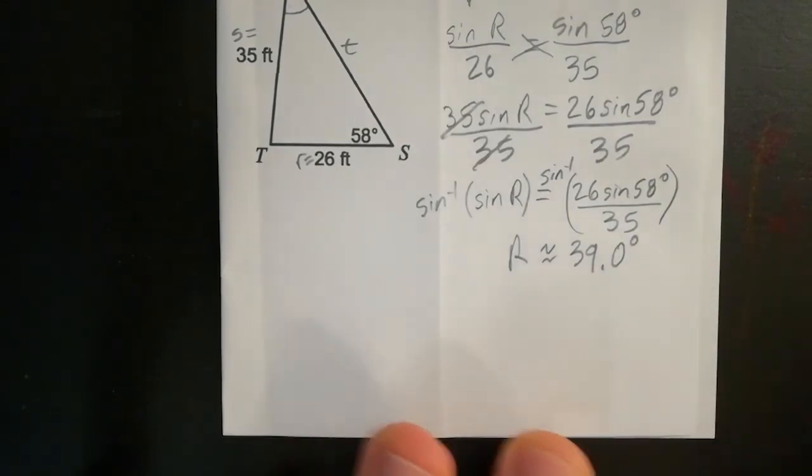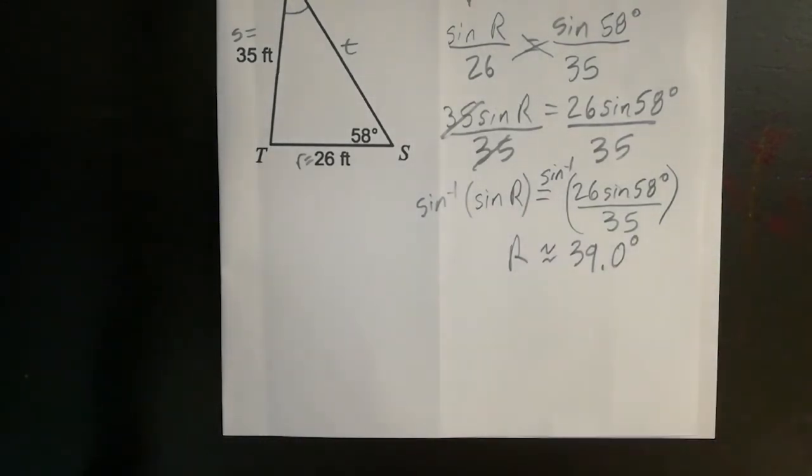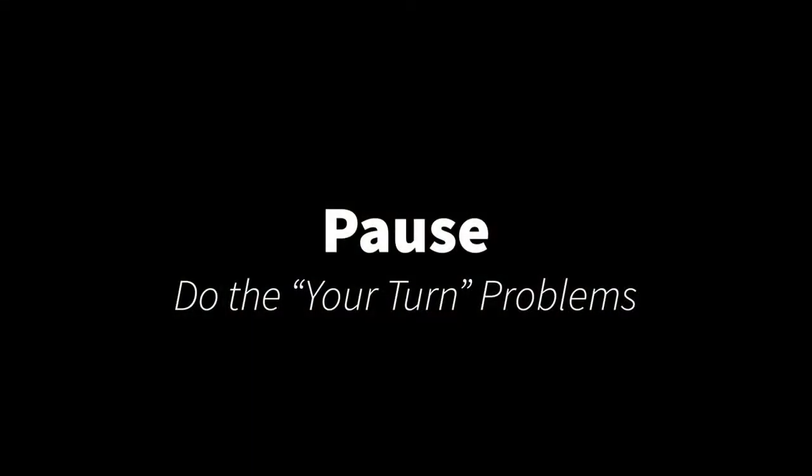So I'll let you do the rest. What you need to do on these your turn problems is find all of the missing sides and angles. So let's go ahead and do that.